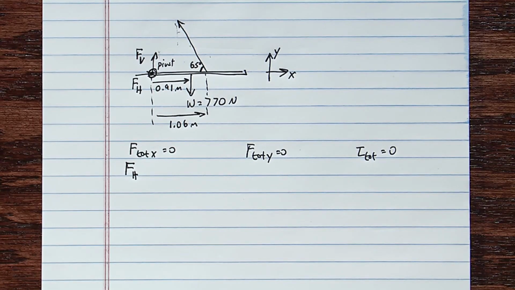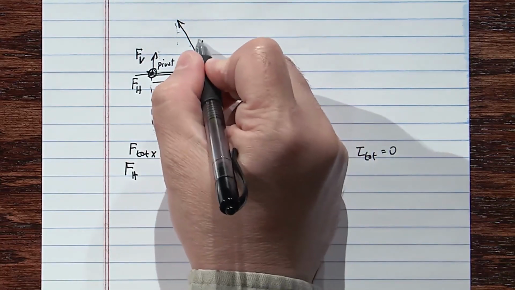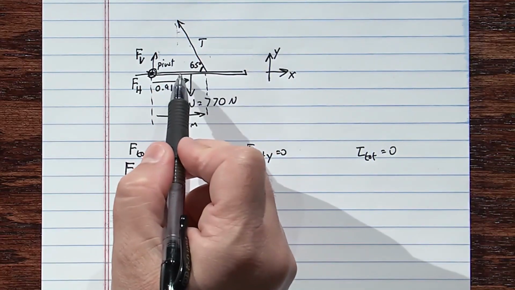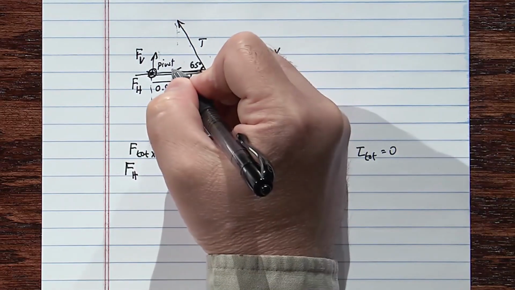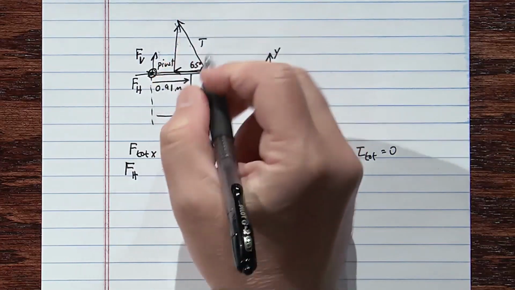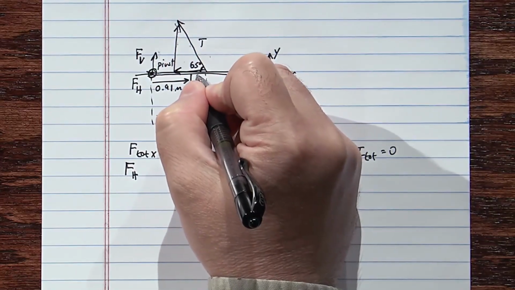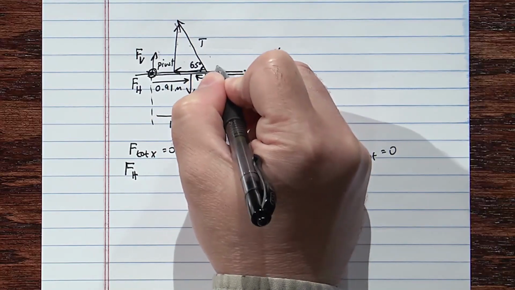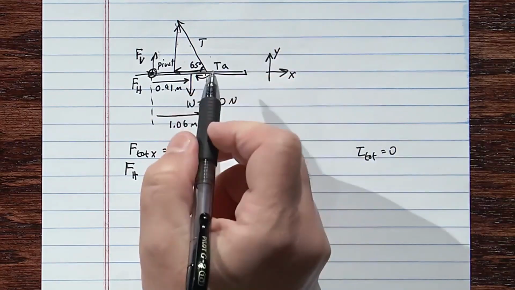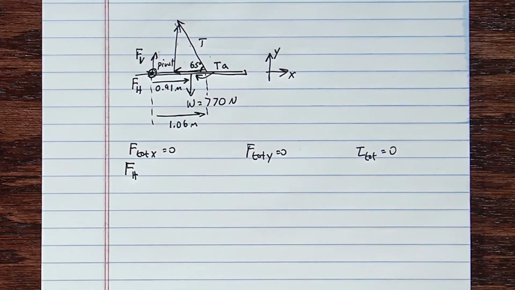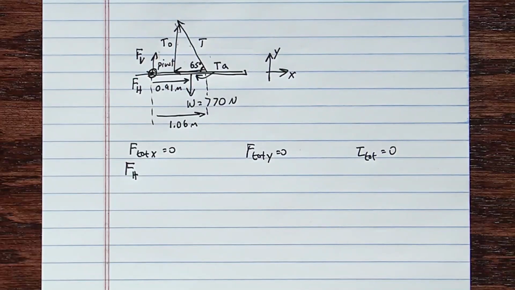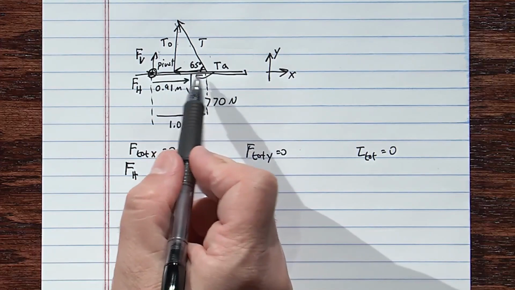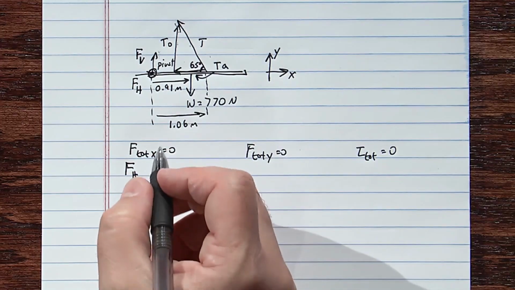In the negative x direction, we have a component of the tension of the rope. We'll have to break the tension of the rope up into adjacent and opposite sides. So this side right here would be tension adjacent to our 65-degree angle, and this side over here would be tension opposite to our 65-degree angle. And the side that is in the negative x direction is the adjacent component of tension.